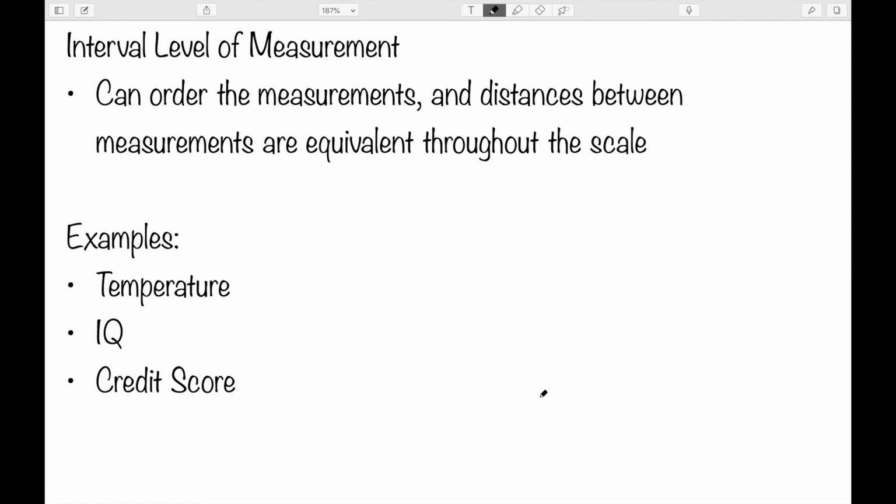The idea that distances between measurements are equivalent throughout the scale means, for instance, the difference between 0 degrees and 2 degrees is the same difference as between 30 and 32 degrees, the same difference between 50 and 52 degrees, etc. With the interval level of measurement, we can actually start to look at the difference between particular data values and talk about subtracting them or performing other types of operations on them.